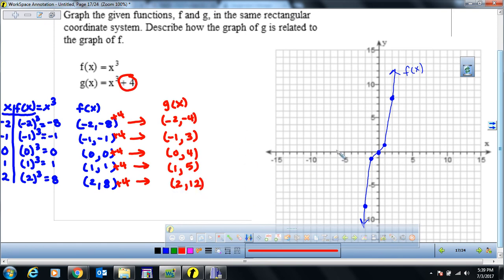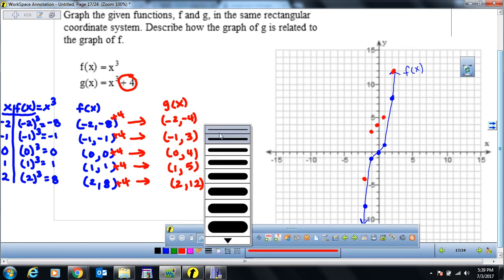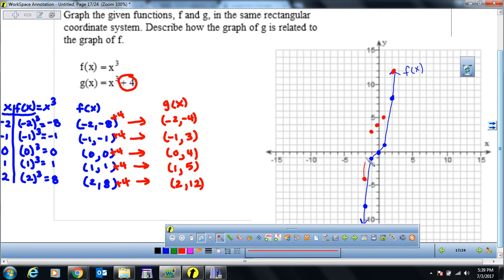So let's graph those points. (-2, -4) is down here. (-1, 3) is up here. (0, 4) is here. (1, 5) is here. And the last one is going to be (2, 12). It is going to be here. So when we connect them, it's going to create the exact same shape. But the only difference is that this one was shifted up 4 units. Every point was shifted up 4 units.